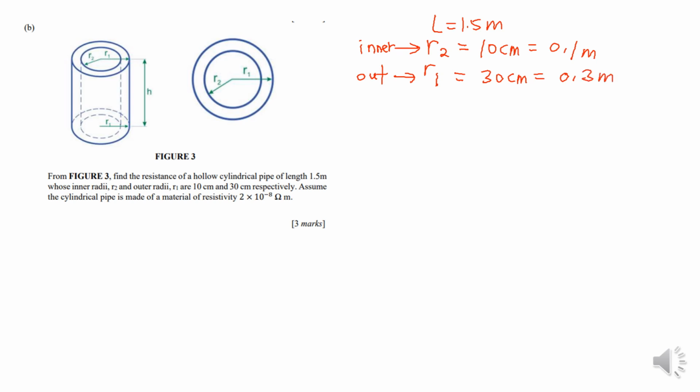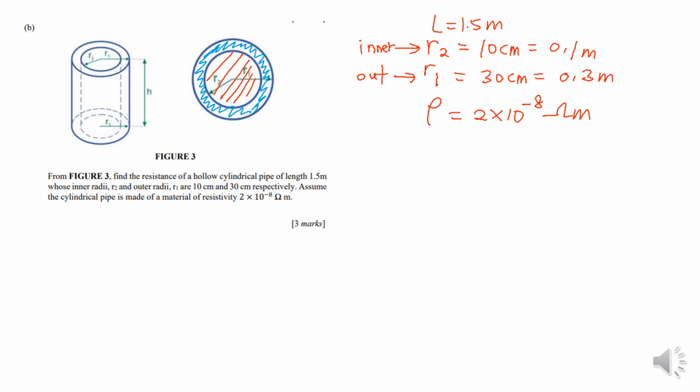Okay, assume the cylindrical pipe is made of a material of resistivity rho is 2 times 10 to the power of negative 8 ohm meter. Okay, so dia kata hollow. Bila hollow, dalam ni kosong. So yang kita nak cari adalah area luar ni saja, area yang warna blue ini sahaja. Okay, area blue.